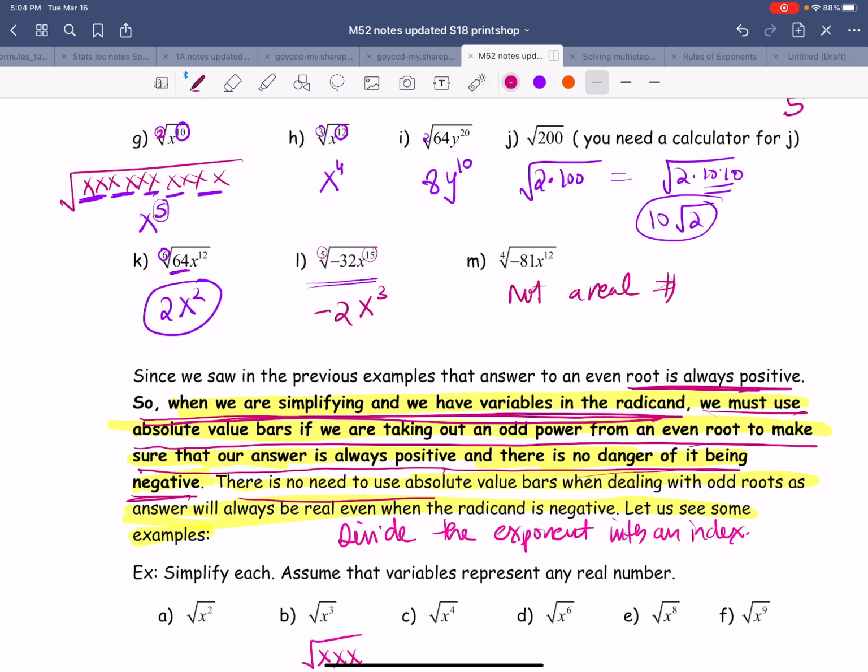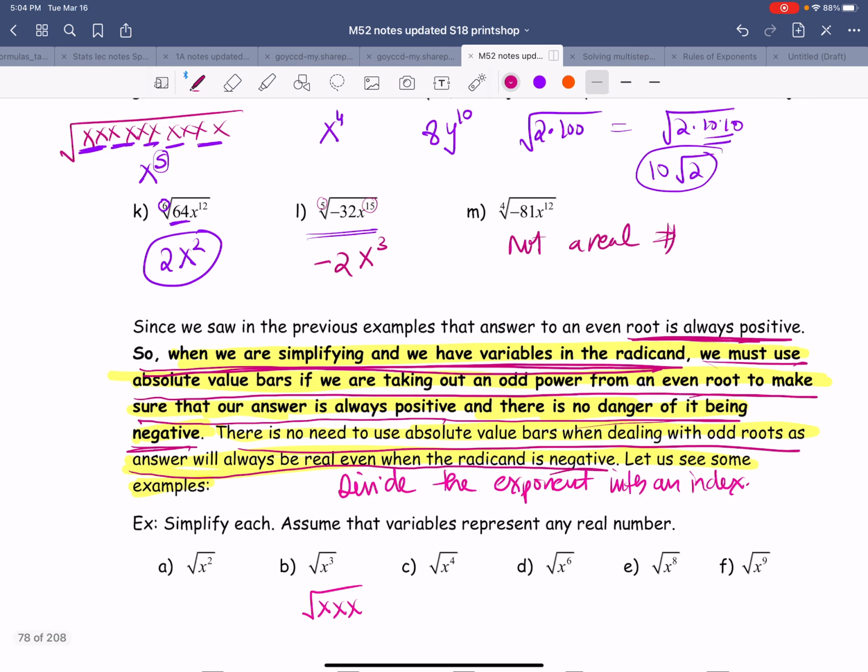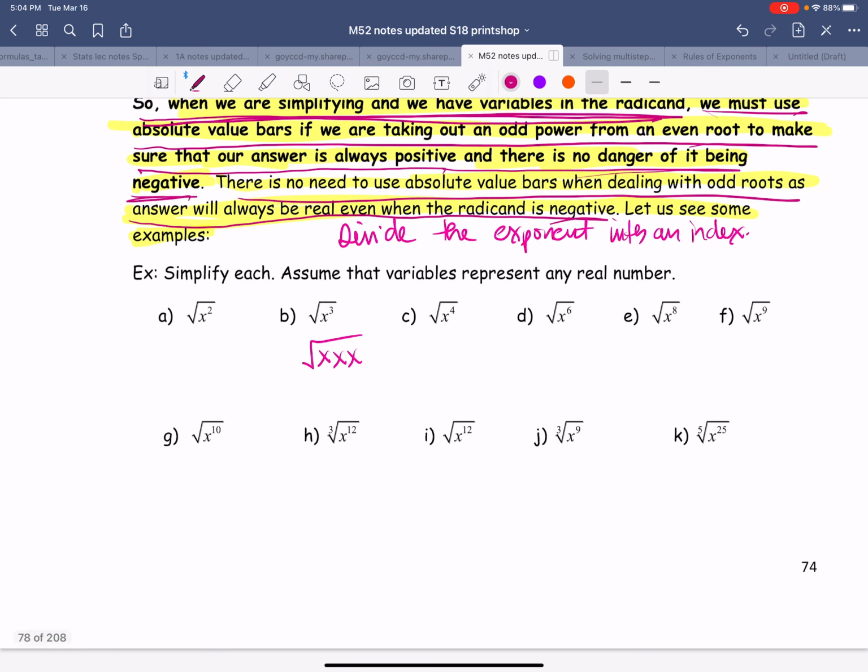There's no need to use absolute value bars when dealing with odd roots, and the answer will always be real even when the radicand is negative. So let's see some examples. Now I want to explain why we need to use the absolute value bars when we're dealing with even roots and not when we're dealing with odd roots.